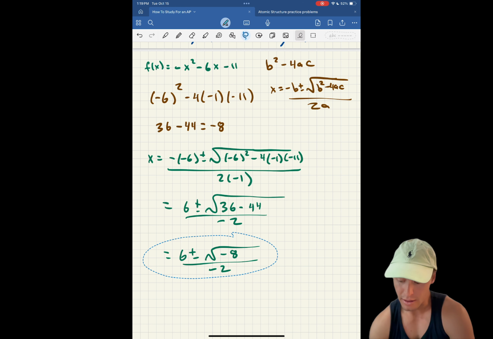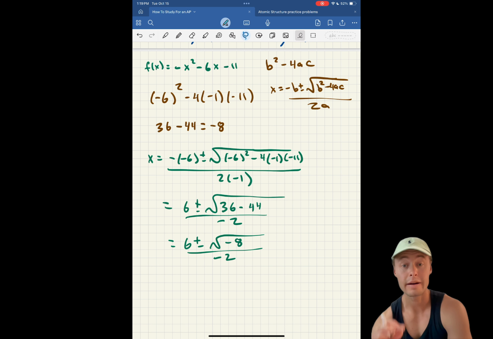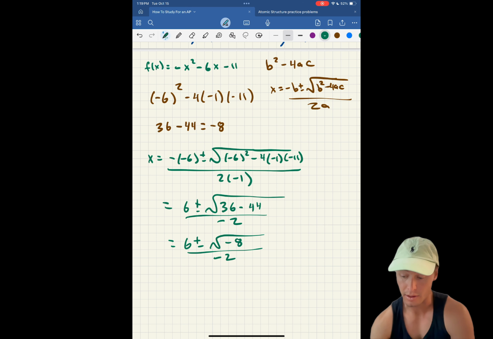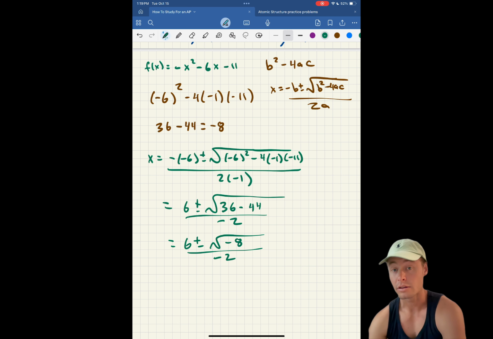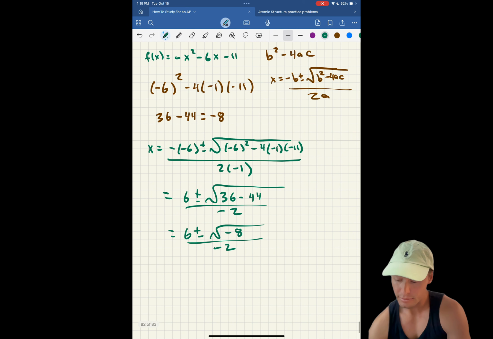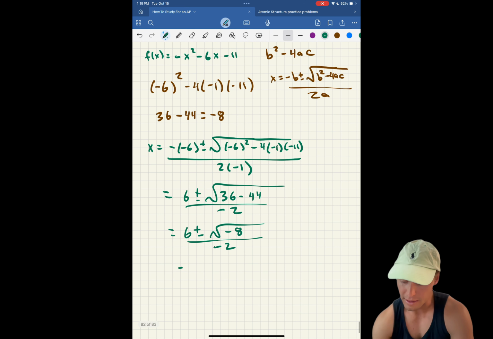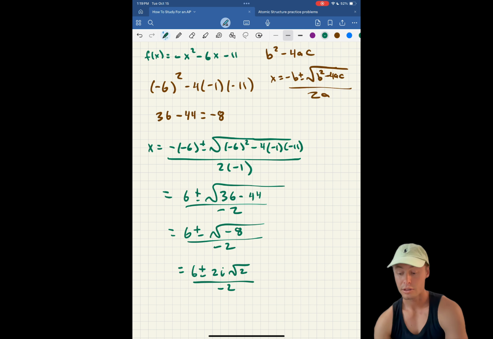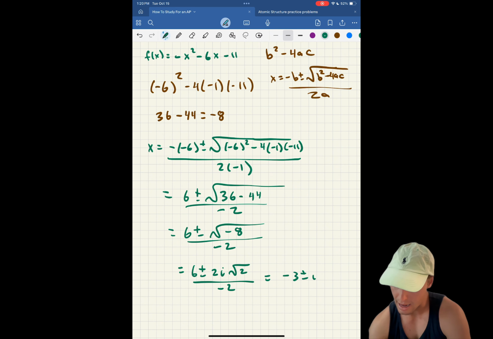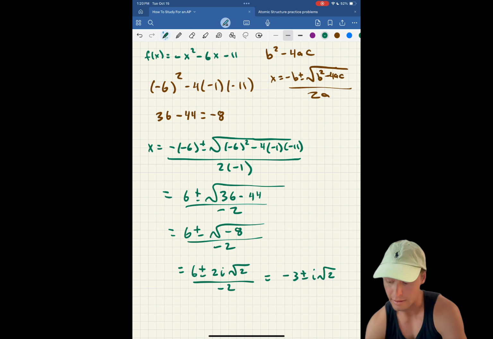Okay, so negatives under radicals bring us into the world of imaginary numbers, and we spoke about that a little bit earlier in this chapter. So the square root of -8 simplifies to 2i root 2. And you can simplify this further by making this -3 plus or minus i root 2. I just divided each thing by -2.